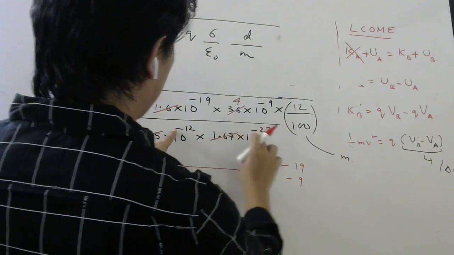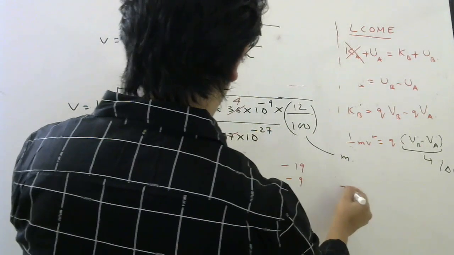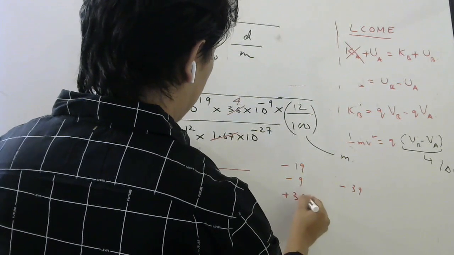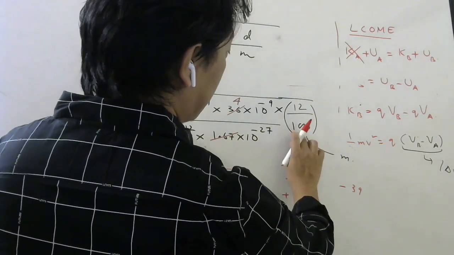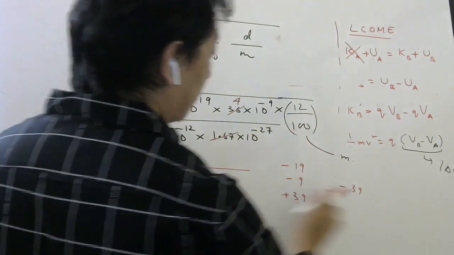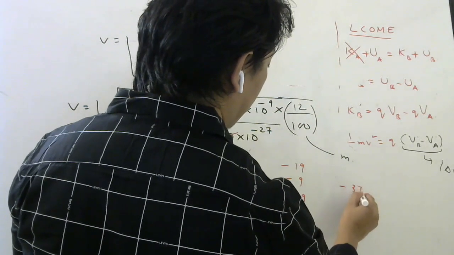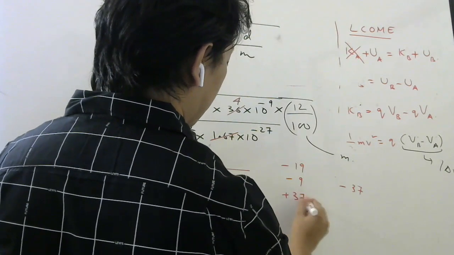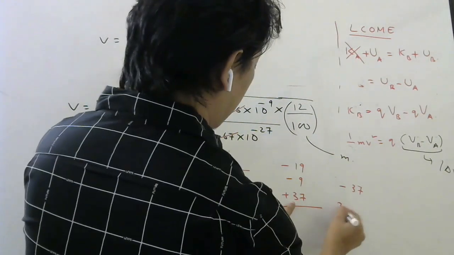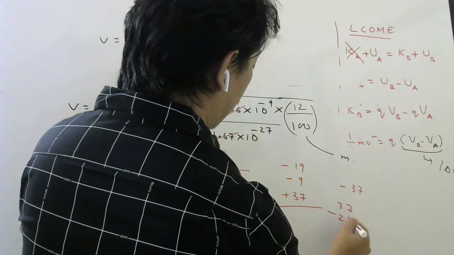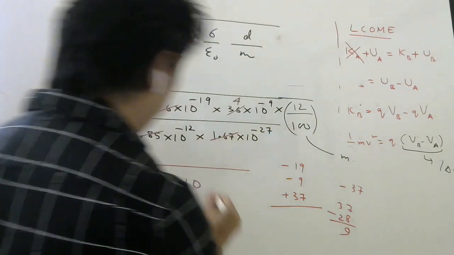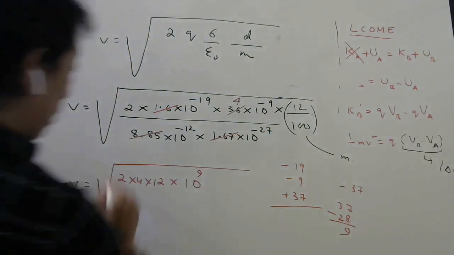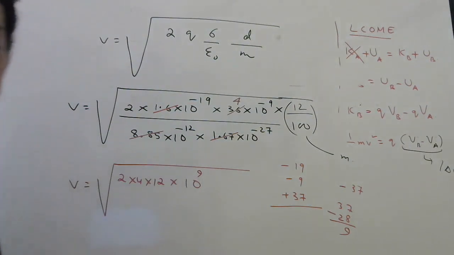Then this minus 12 will go up. So minus 12 minus 27 will be minus 39. That minus 39 will go up as plus 39. The 100 is also there in the denominator, so this will be minus 37 because of these two zeros, so this will go up as plus 37. So how much will this be now? 37 minus the minus 19 and minus 9 will be 28. That will be 9, so it will be 10 to the power 9. Right, students? Okay.